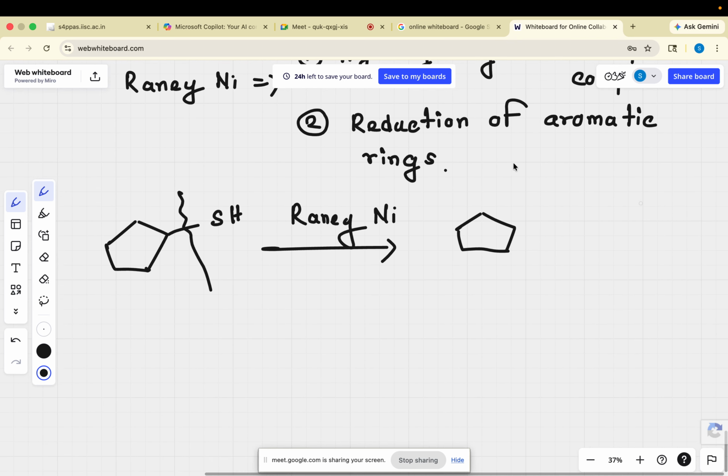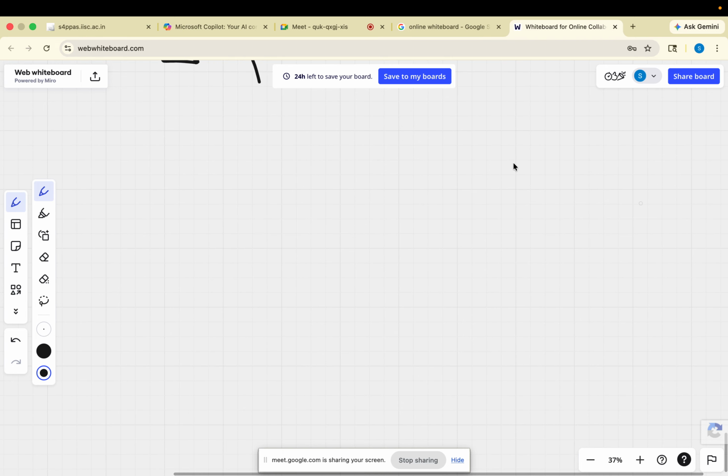Sure, sir. Done, right? Okay, so again write down catalytic reduction.